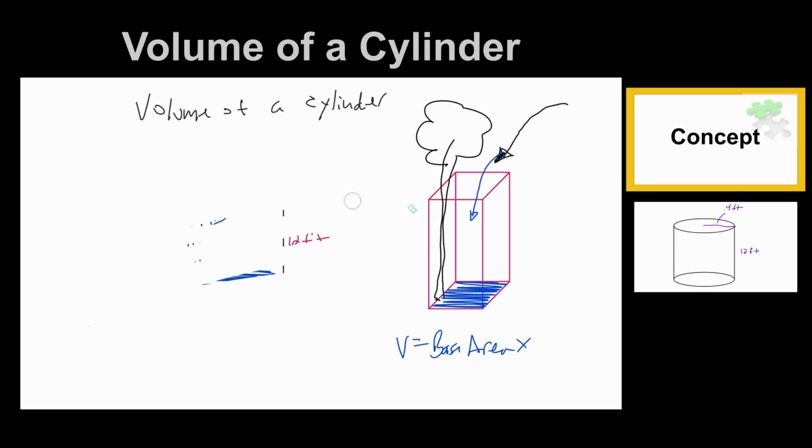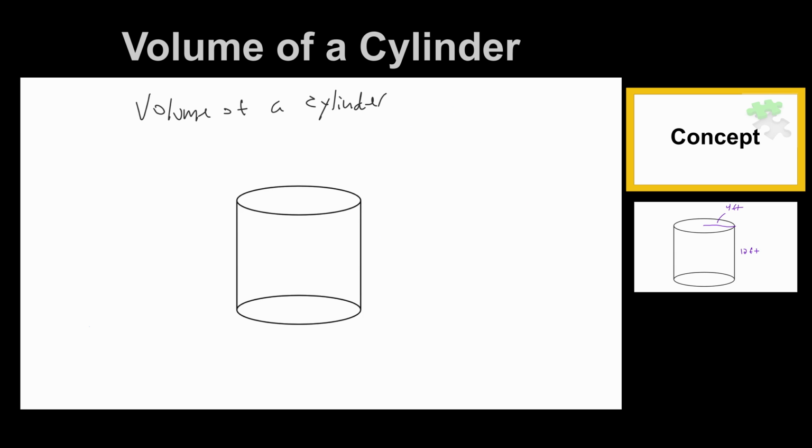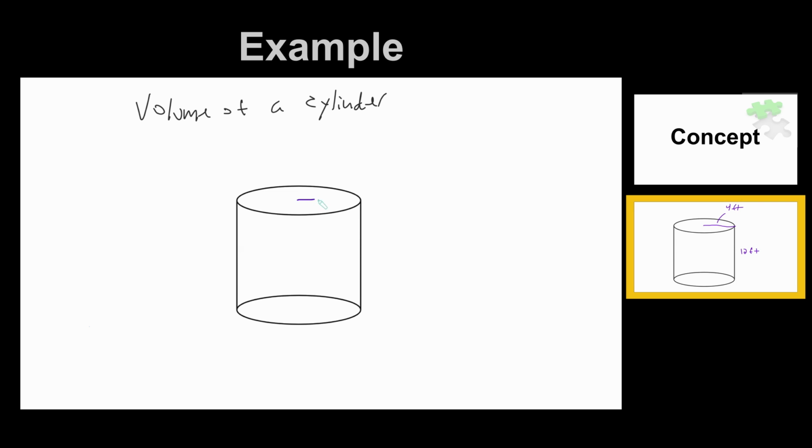So what's the formula for the volume of a rectangular prism? The general formula: base area times height. What's the connection? Exactly the same formula, right?